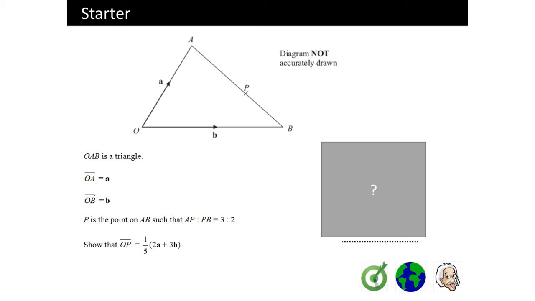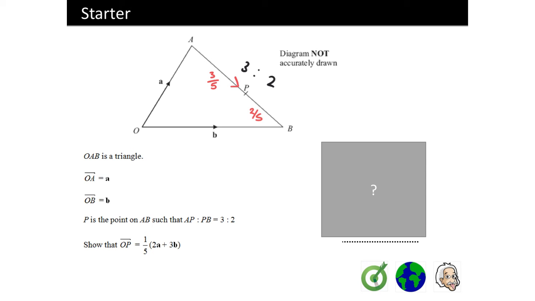Right, okay, so we have our ratio. We have OA is A, check. OB is B, check. It is a triangle, check. P is the point on AB such that AP to PB is 3 to 2. So I know my ratio is 3 to 2. What does that mean? That means that AP is 3/5 of the line AB in this direction and PB is 2/5. So show that OP.